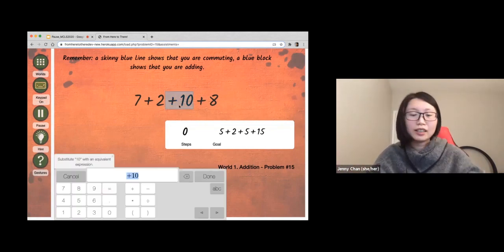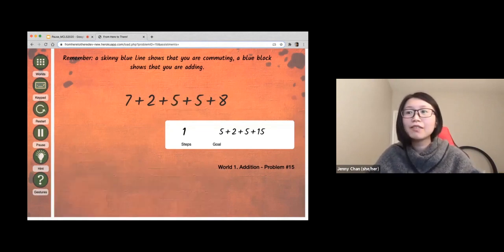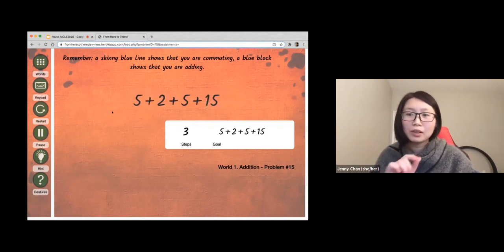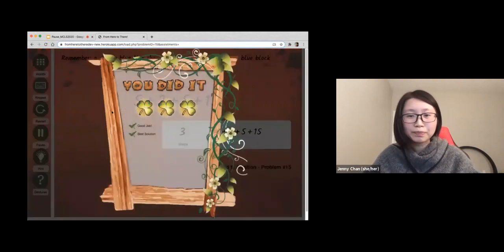So here we can decompose 10 using the keypad to substitute it into 5 plus 5. We can drag 7 and 8 together to add them, and then we can drag the 5 to commit to reach the goal.